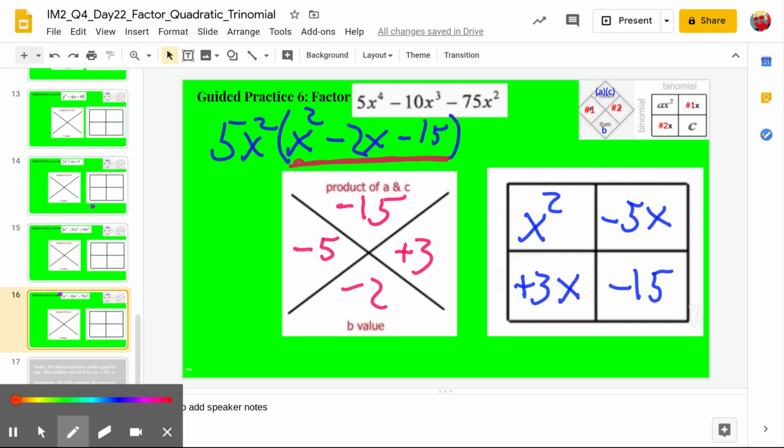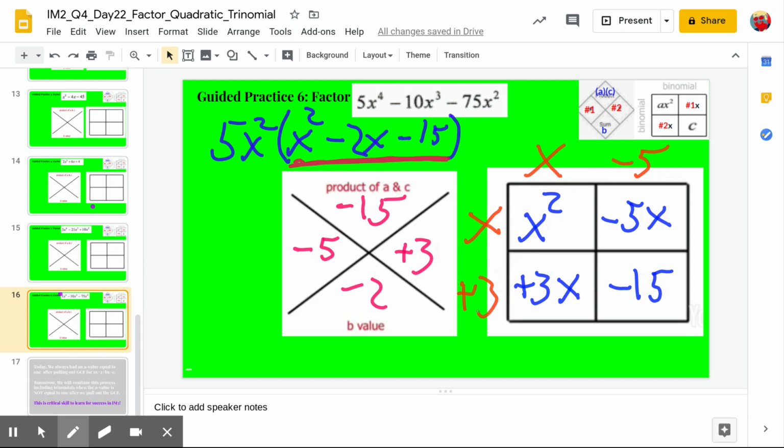But I'm going to start here, pull out the GCF. I get x, and my GCF up here is also just 1x. X times negative 5 is how I get negative 5x. X multiplied by positive 3 is how I get the 3x. And then just double check the last box.